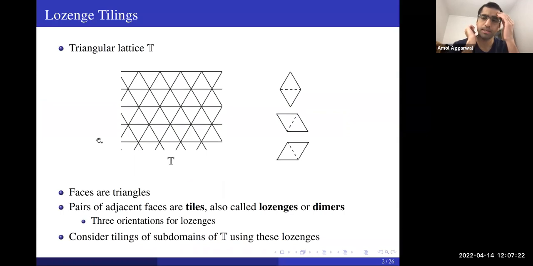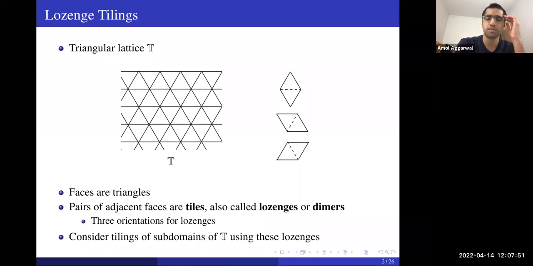So let me just begin by describing the model, which is that of Lozenge Tilings. We'll start with this triangular lattice T. Its faces are all triangles. And we'll say that a pair of adjacent edges is a tile. We can also call it a lozenge or a dimer. I've given three possible examples of orientations of these lozenges shown to the right over here. It can be bound along the bottom edge, along the right edge, or along the left edge, which form three possible orientations for how these dimers might look.